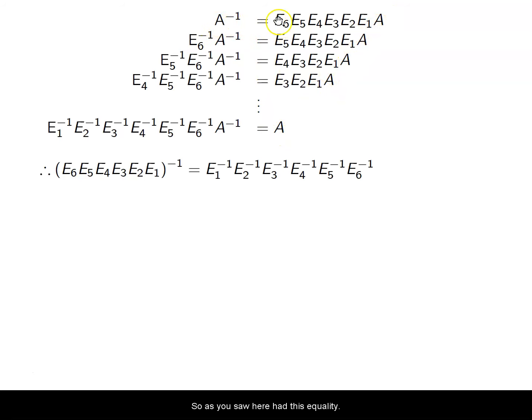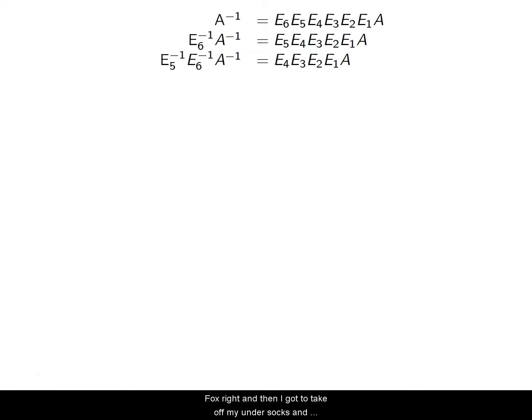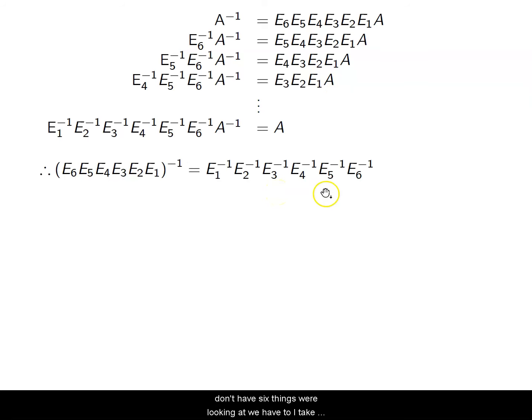So as you saw here, I had this equality, okay? And as I said, in order to get towards A, I gotta take off my shoes, okay? And then I need to take off my socks, right? And then I gotta take off my under socks. And then I gotta take off my, I don't know, if you have 6 pairs of socks, right? You have to take each thing off in order to get down to what it is you're interested in. So that's the way the inverses work, and that's why we call it socks and shoes property, because generally we don't have 6 things we're looking at.